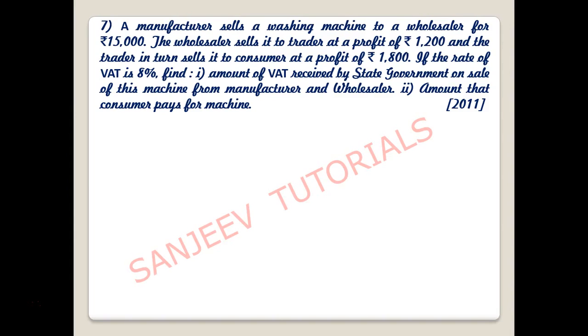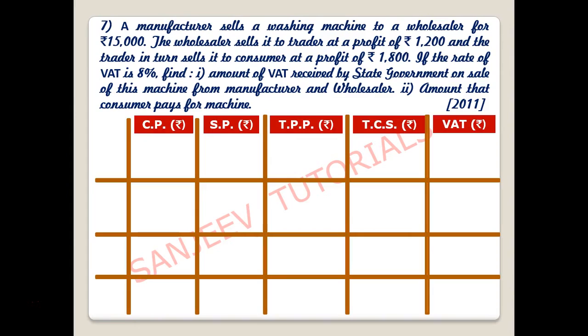So first step, I prepare my table. In this sum there are 4 people who are involved: manufacturer, wholesaler, trader and consumer. So I have prepared a total of 4 rows. Let's start with manufacturer. Selling price for manufacturer is rupees 15,000. That also becomes the cost price for wholesaler.